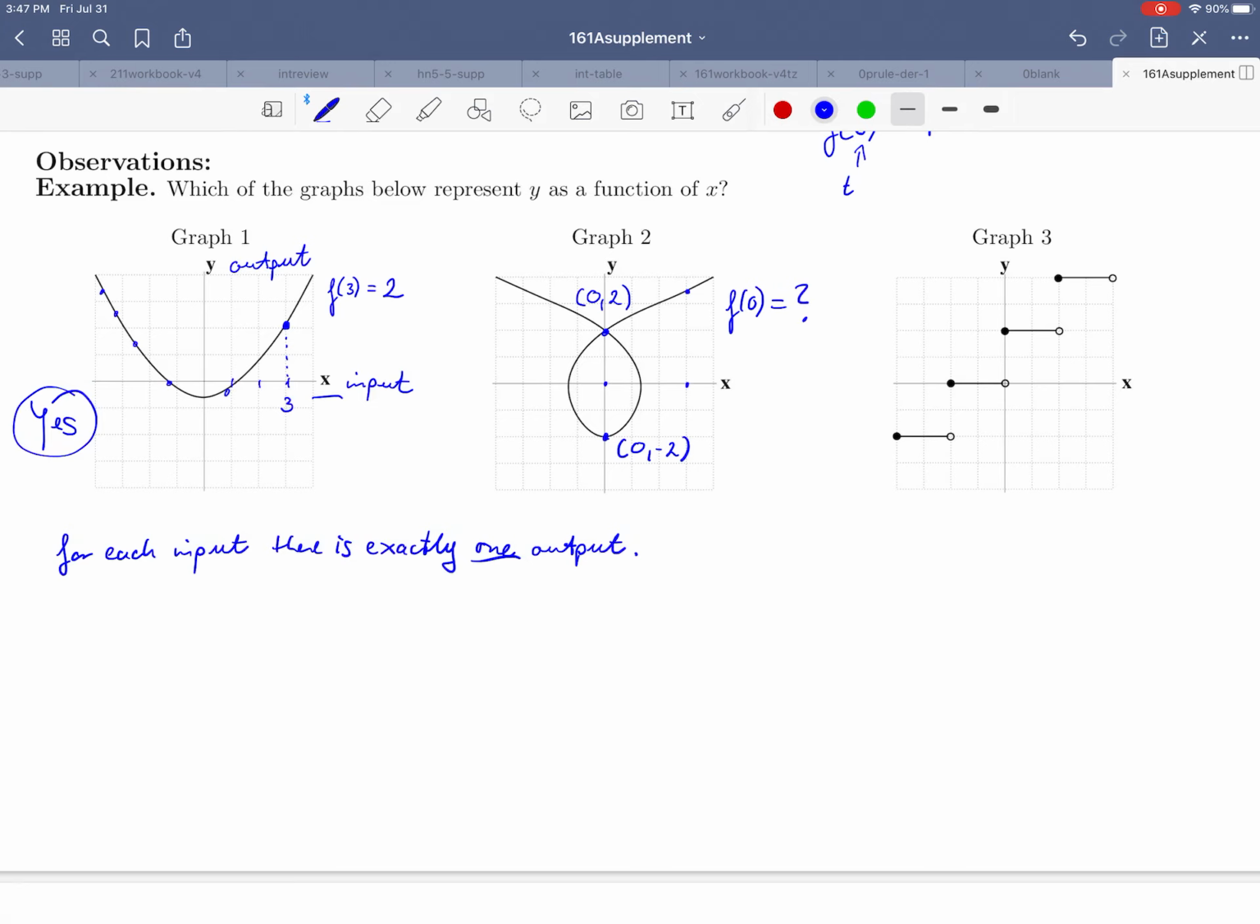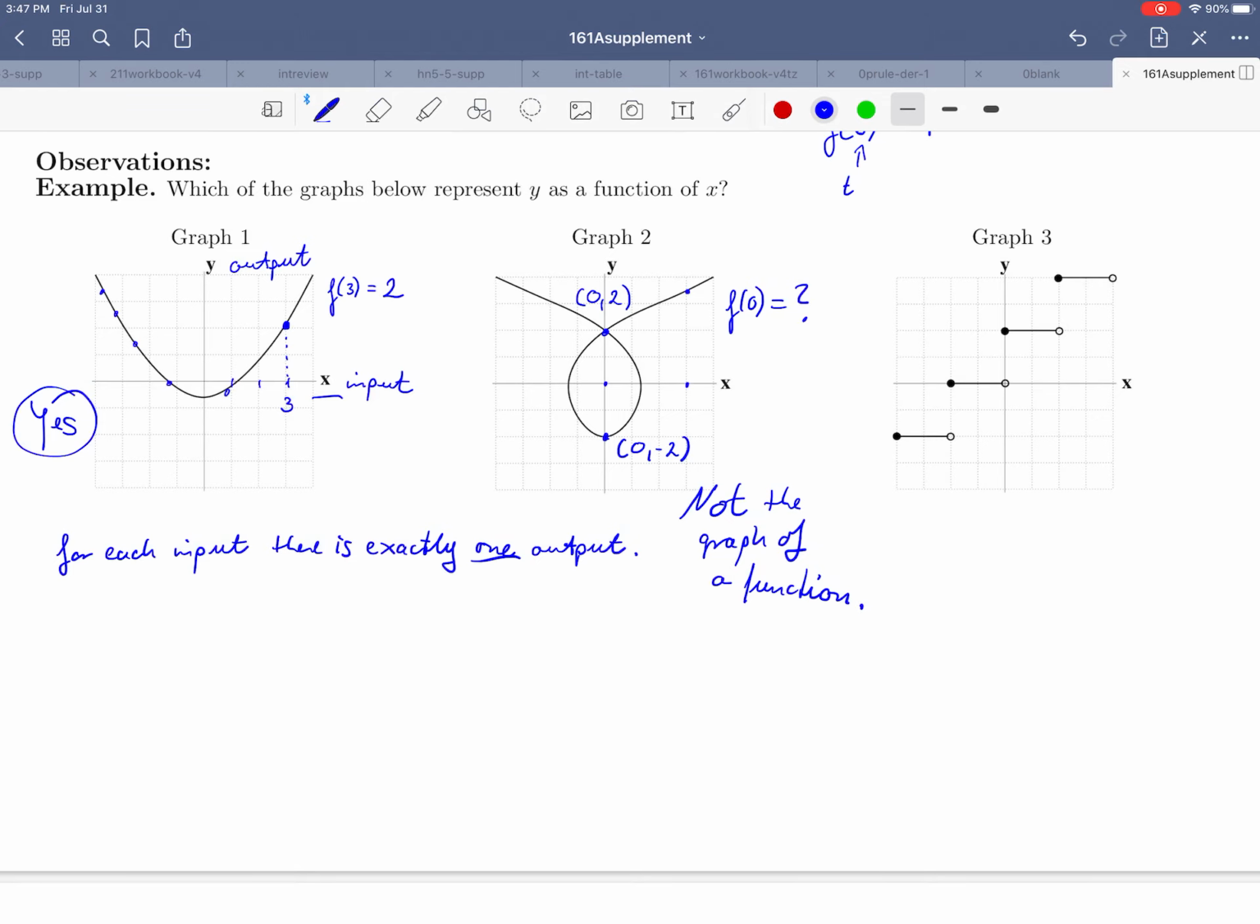If I can't give a definite answer what f of 0 is, if it says, well, it could be -2 or could be 2, then that's a sign that this is not the graph of a function. So this is not the graph of a function, because for some values, I can't make a clear decision.